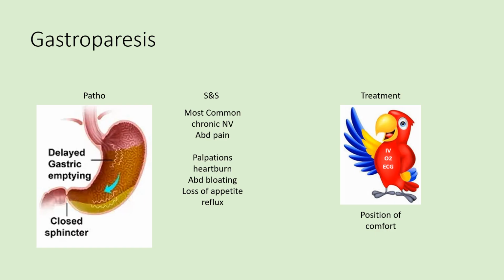So signs and symptoms, most common, chronic nausea and vomiting and abdominal pain. They could complain of palpitations, heart thumping really hard, heartburn, abdominal bloating, loss of appetite, and reflux. Pre-hospital treatment, IV, O2, monitor, and put the patient in the position of comfort.